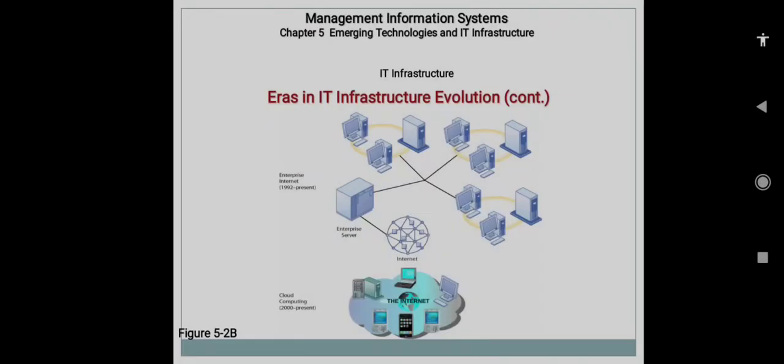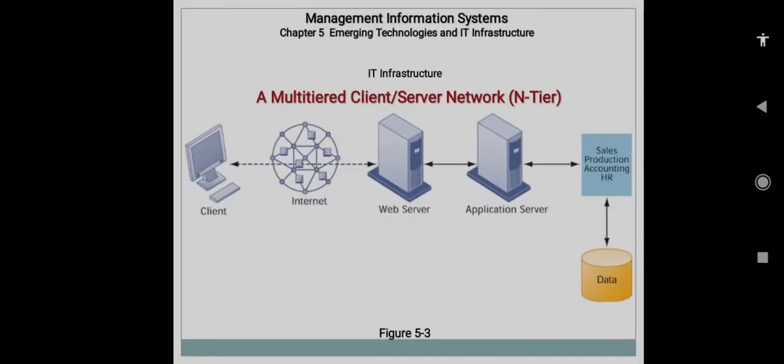So, the enterprise internet graph presents several individual networks linked together into an enterprise-wide network. The cloud computing graph represents several types of technology that are capable of connecting to the internet and accessing applications and services through a cloud. In a multi-tiered client server network, client requests for service are handled by different levels of servers. The distribution of computing power across smaller, less expensive machines enabled by client server computing is in large part responsible for the drastic increase in computing power and applications throughout the firm.